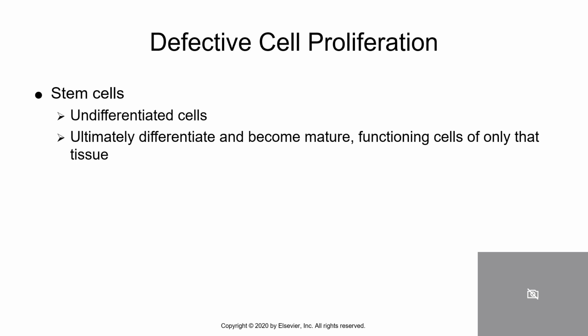Normally, most tissues are going to contain a population of undifferentiated cells known as stem cells that eventually do differentiate and become mature functioning cells of that specific tissue. So a lot of times you'll hear about stem cell treatments with cancer, or you'll hear about harvesting stem cells from cord blood and that type of thing. Those stem cells are undifferentiated cells. Eventually they will differentiate and they'll target that specific tissue that they were retrieved from or that they're located in.